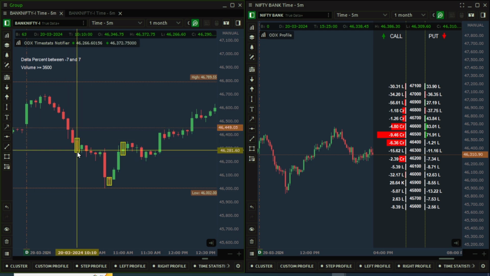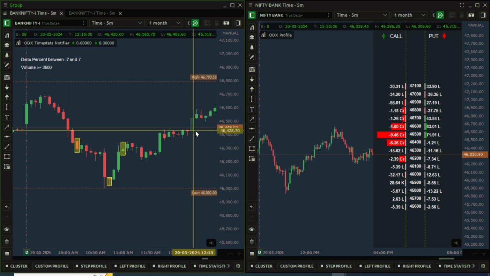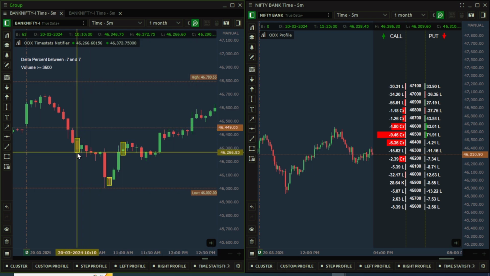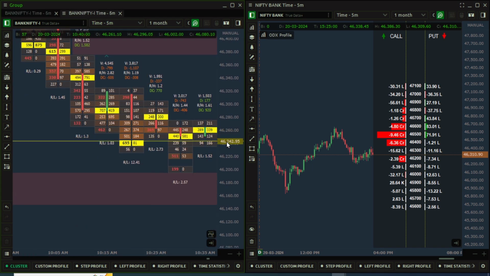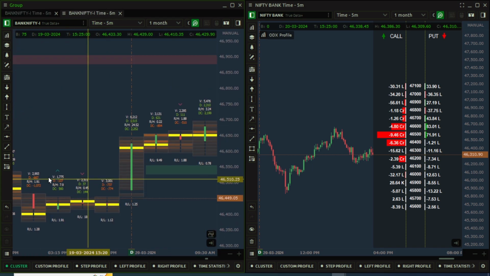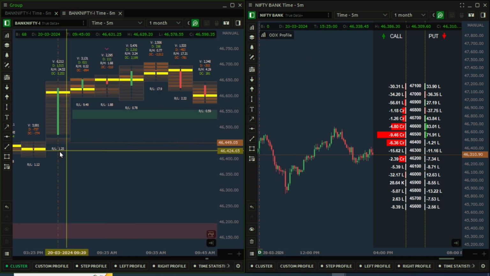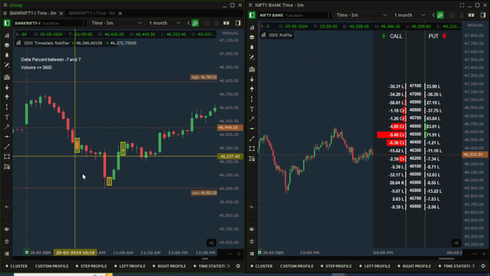So in this candle, this was the day low. If you just forget all this data and up till here, this was the day low, there was a delta exhaustion happening using this indicator. But if you check the order flow of this particular candle, you will come to know that this was not the proper exhaustion.